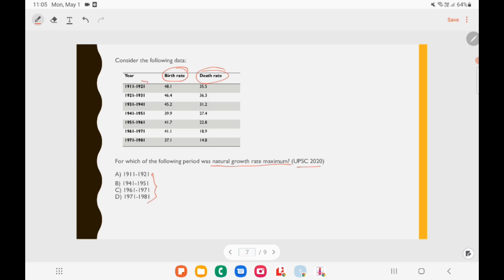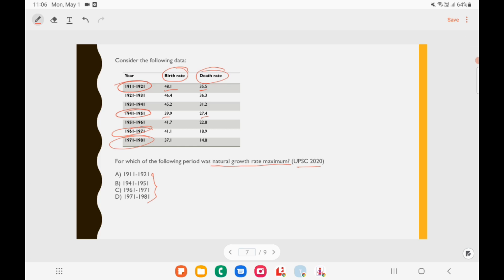So we need to find out the natural growth rate of this year, this year and this year. So just we need to find out the growth rate of 4 years. Okay. So again, I am going to tell you another trick here. Some students will find out the actual value here, here, and in all 4, and then they will go and see whichever has the maximum.